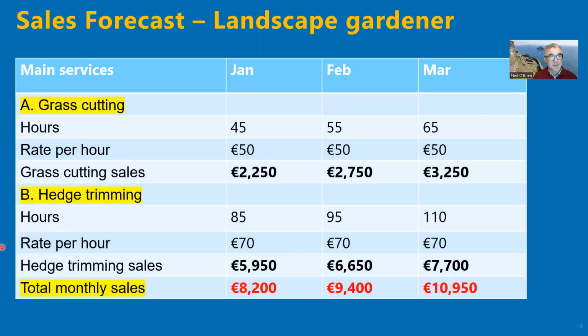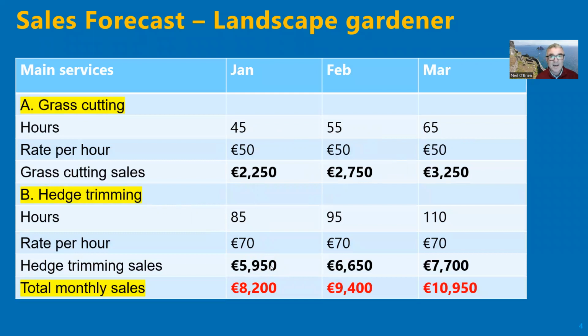John has two main services he's offering: grass cutting and hedge trimming. You can see here what John has done. He's estimated the hours and his rate, and there are his sales for the first 3 months. Grass cutting, hedge trimming. In January, it's 85 hours by 70, giving sales of 5,950. So the total monthly sales adds together the grass cutting sales and the hedge trimming sales.